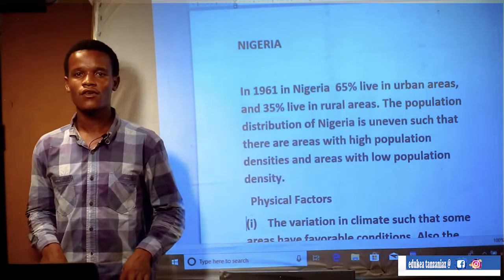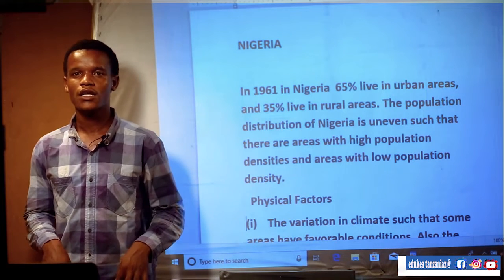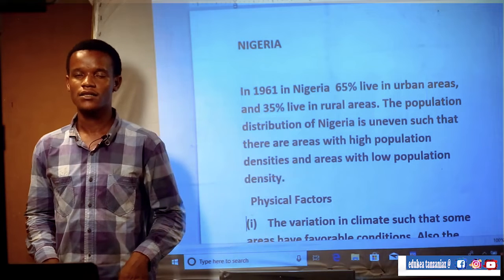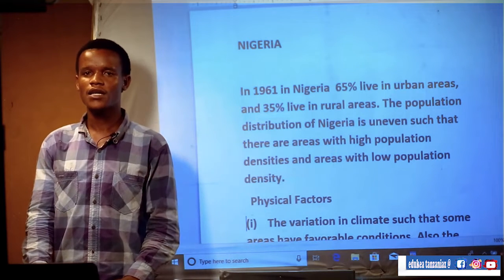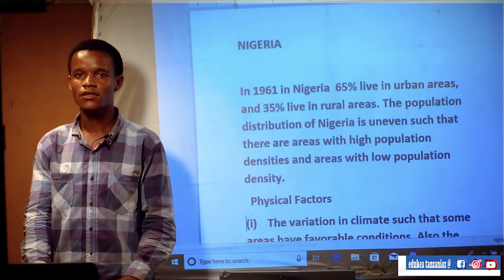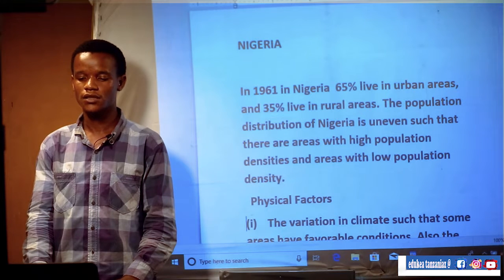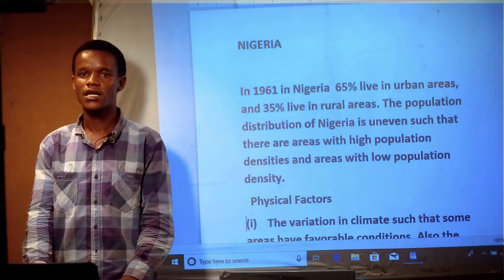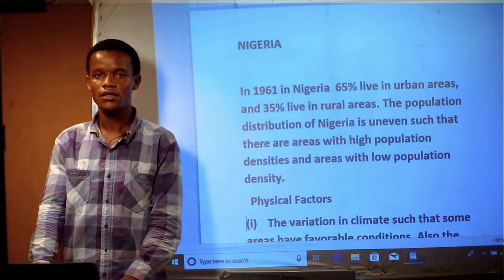Last session, we have been discussing the population. So, let's now see Nigeria as our case study. Nigeria is among the countries that are found in the African continent. So, let us today discuss Nigeria's population.